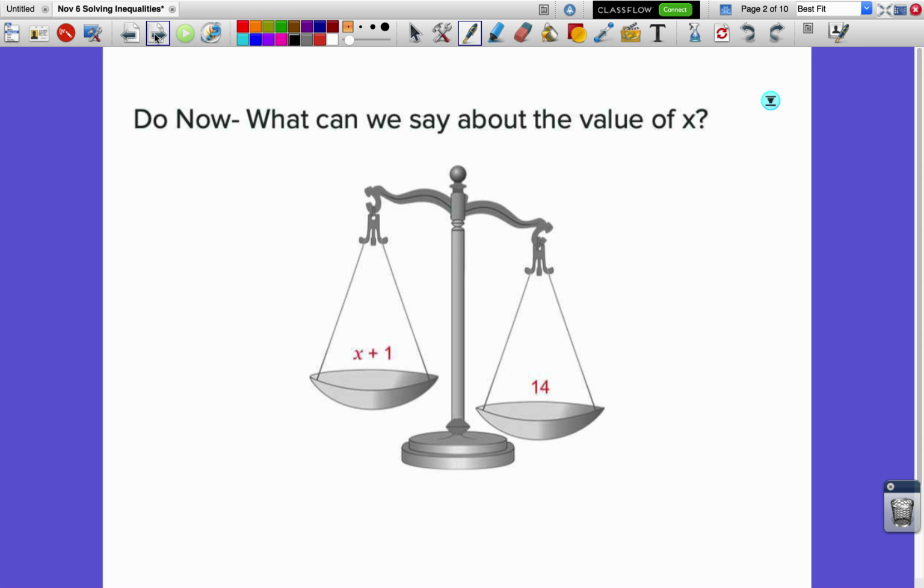So this scale is not balanced. It is tipping to one side, which means that we cannot figure out exactly what x is. There's a lot of different weights that this could be and still have it be tipping to this side. We don't know by how much it's tipping to one side, just that this side is heavier. But that doesn't mean we can't say we don't know anything about x. We can still make a statement about its possible values.